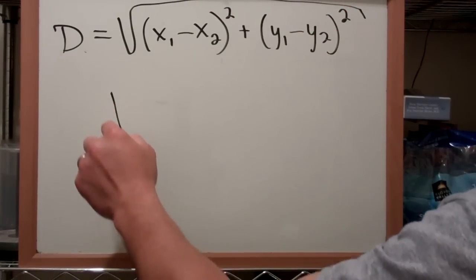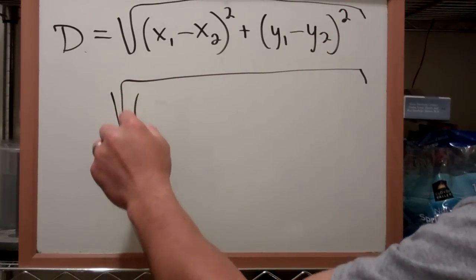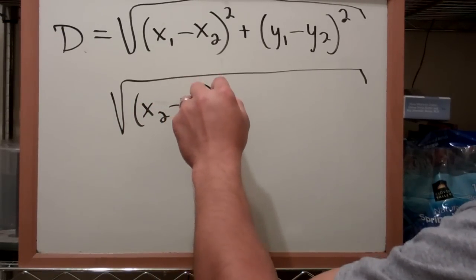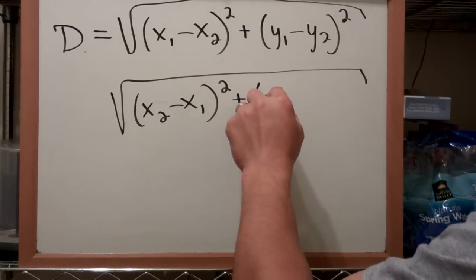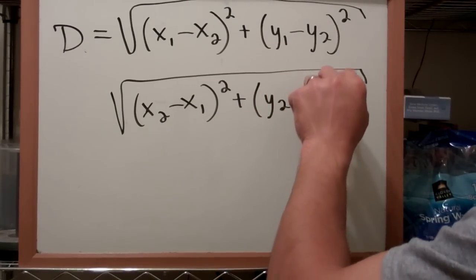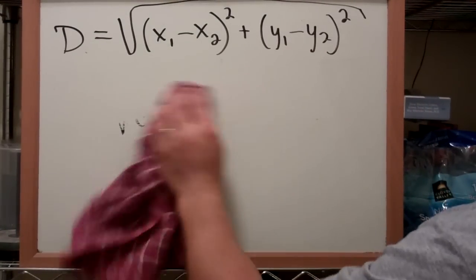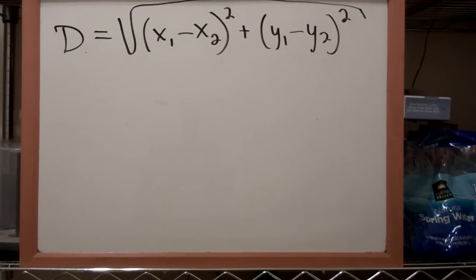And here you could also write it as (x2 minus x1) quantity squared plus (y2 minus y1) quantity squared. That would also be a correct way to write the formula. Now again, this is for 2 points in the coordinate plane. You don't necessarily need to plot the points to be able to find the distance.